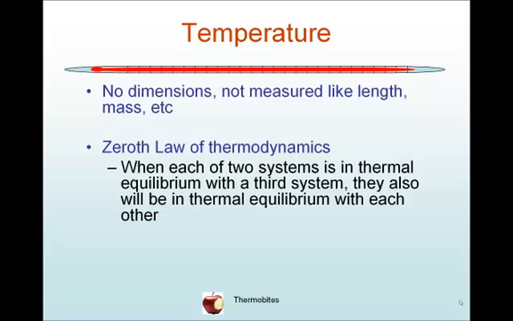The zeroth law of thermodynamics states the following: that when each of two systems is in thermal equilibrium with a third system, they are also in thermal equilibrium with each other. And we can measure the thermal equilibrium, or the distance from thermal equilibrium, in terms of the concept we call temperature.